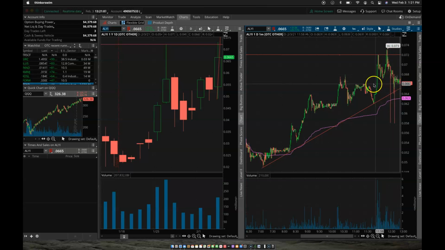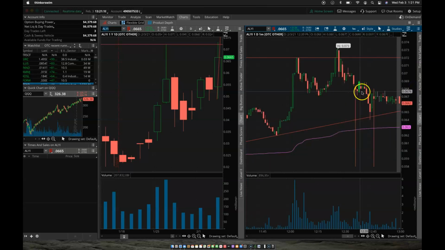As it started to dip here, there were some weird prints that I didn't really like. I know it's just a glitch in the time and sales, but something about it doesn't really make you comfortable when you see it's dipped all the way to 58 cents. Just a glitch in the time and sales. I wasn't too worried about it.